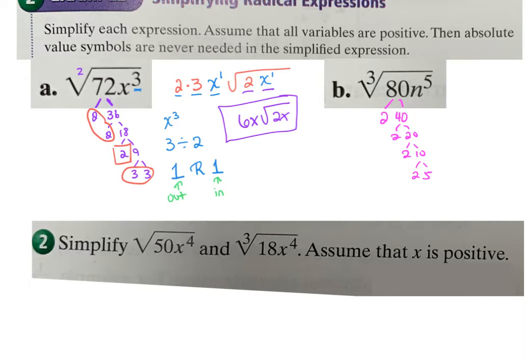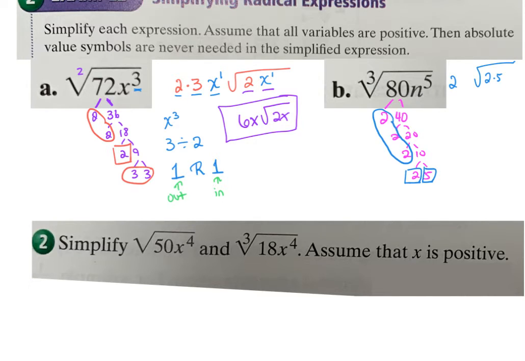All right? My index, what grouping can come out? How many times can it group? 3. So 2, 2, and 2, right? So this is a group of 3. This does not have 3, and this does not have 3, okay? So I'm going to have a 2 on the outside, and on the inside, I'm going to have a 2 and a 5.